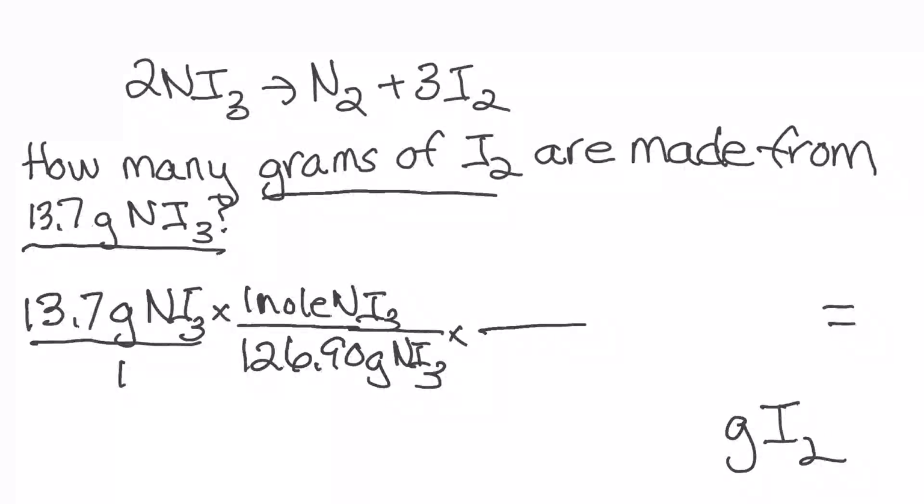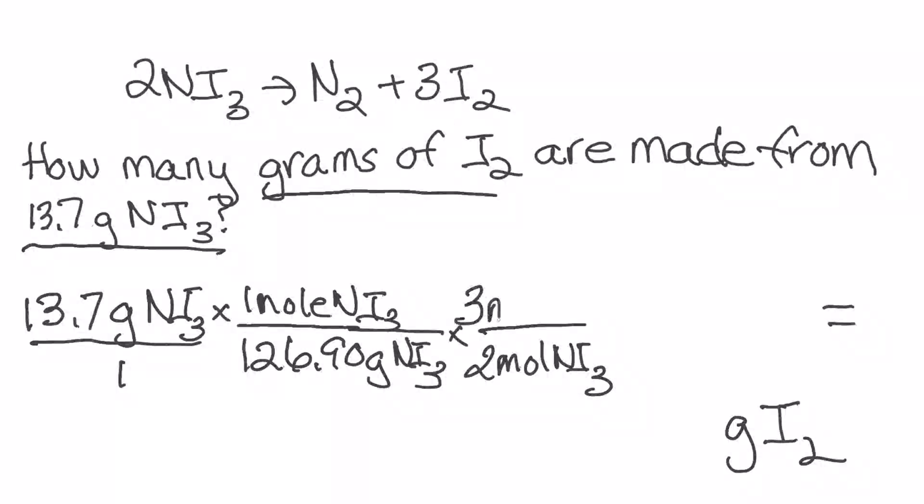What could I use? I could use my balanced equation because I want to change nitrogen triiodide to iodine. So I can use the balanced equation. It tells me there are 2 moles, because 2's in front of the nitrogen triiodide, there are 2 moles of nitrogen triiodide for every 3 moles of iodine.